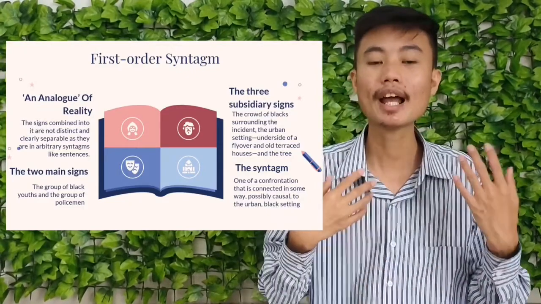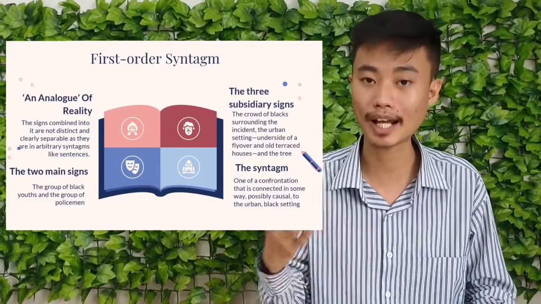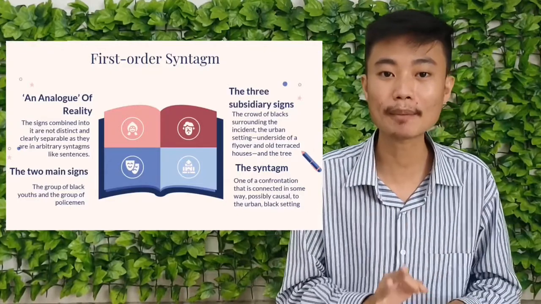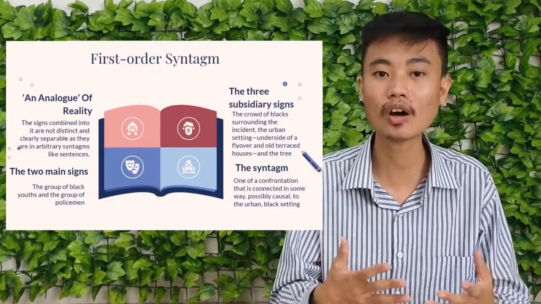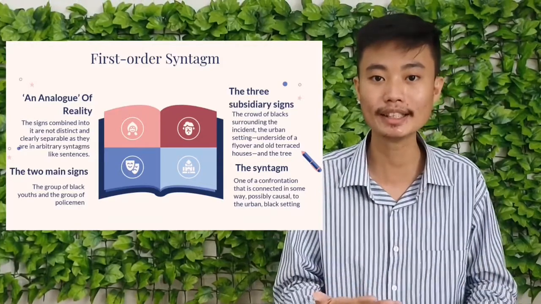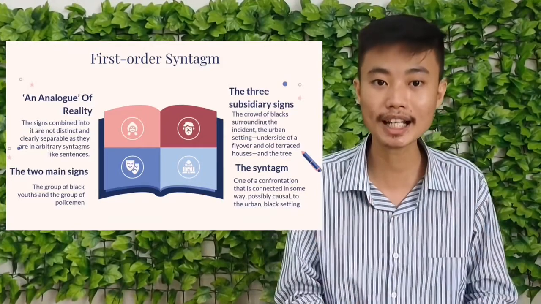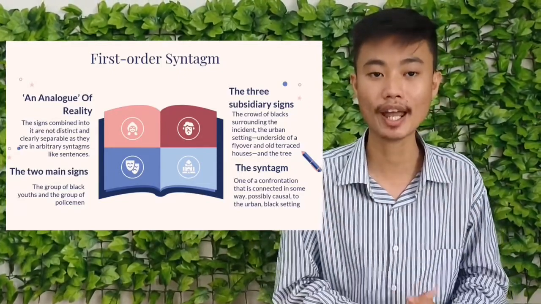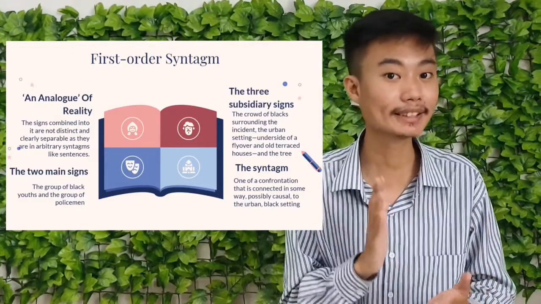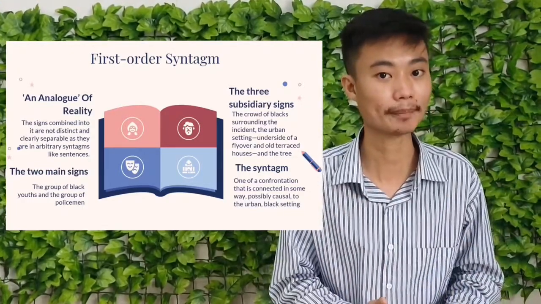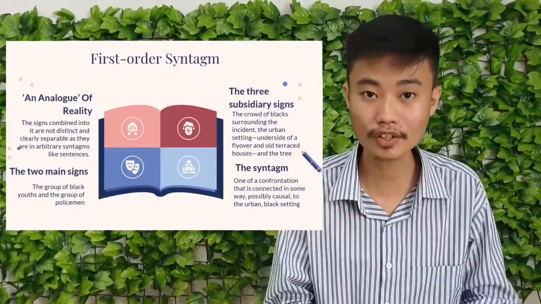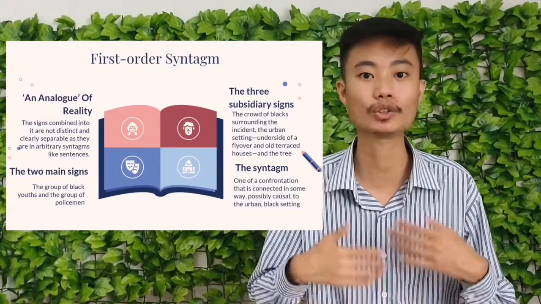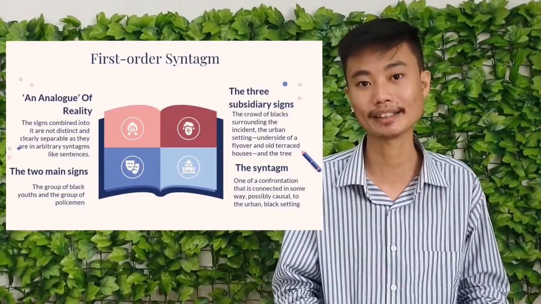The two main signs are the group of black youths and the group of policemen. The three subsidiary signs are the crowd of blacks surrounding the incident, the urban setting, the sight of a flyover and terrace houses, and the tree. The symptom brings these signs into a particular relationship, one of confrontation that is connected in some way, possibly caused by the urban and black setting.